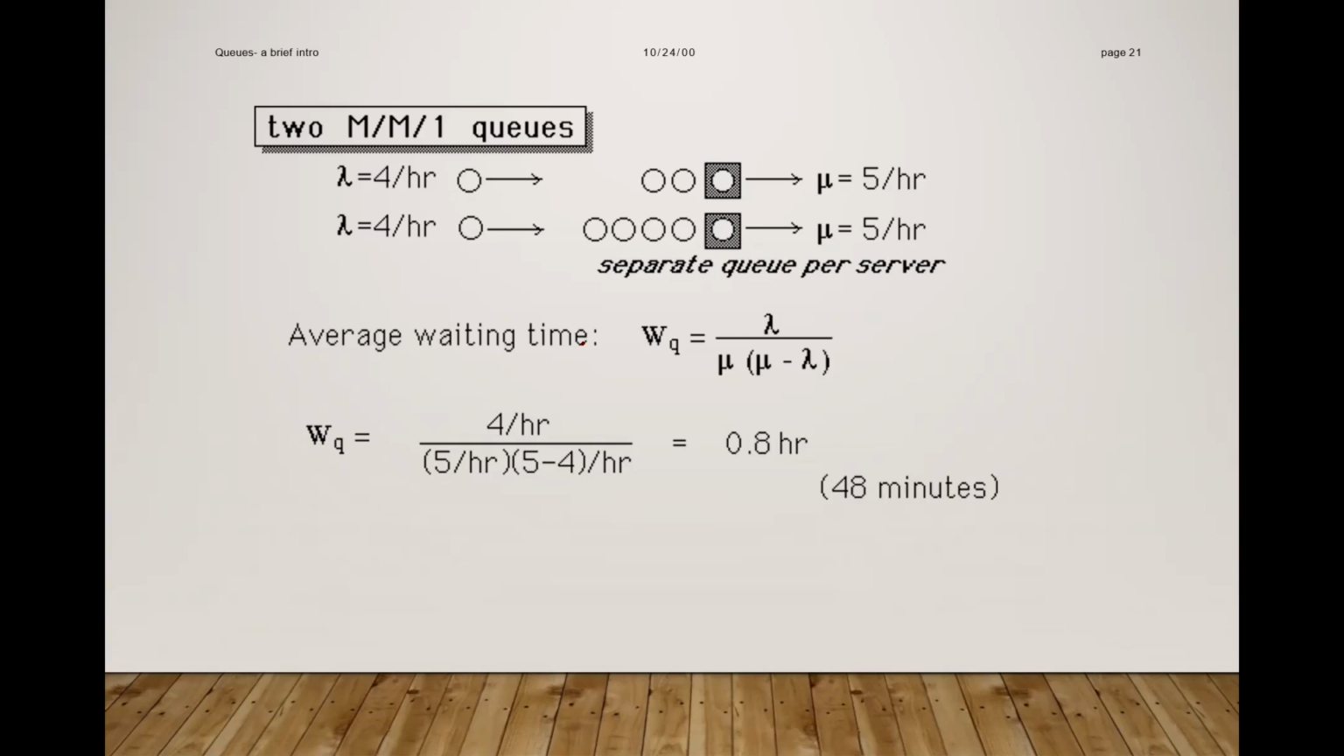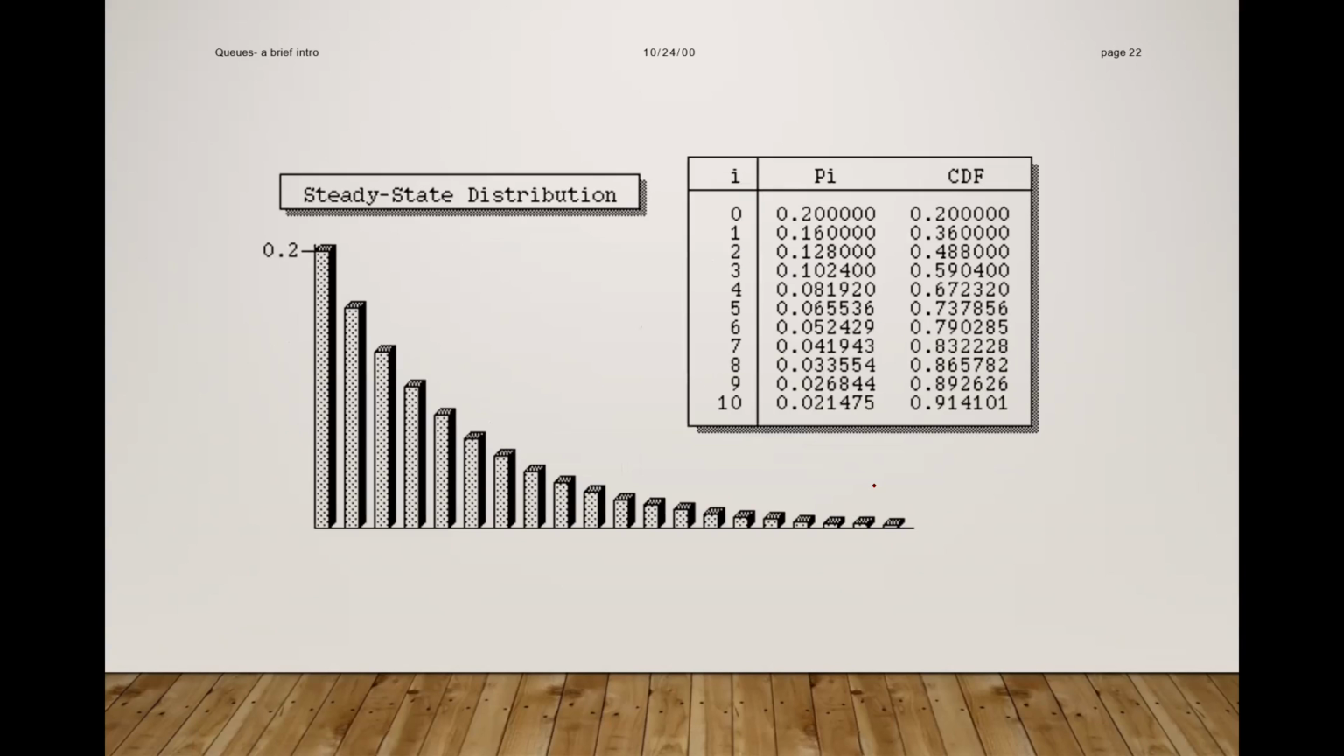Separate. And the average waiting time is lambda over mu minus lambda, which is equal to 4 over 5 minus 4, 0.8 hour. So that's the average time you have to wait in the queue, 0.8 hours or 40 minutes. And if you're going to look at the probability or the steady state distribution, ito yung probability na 0, 1, 2, 3, 4, 5, 6, 7, 8, 9, 10, so on and so forth.